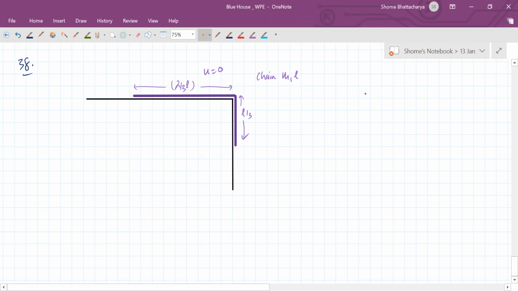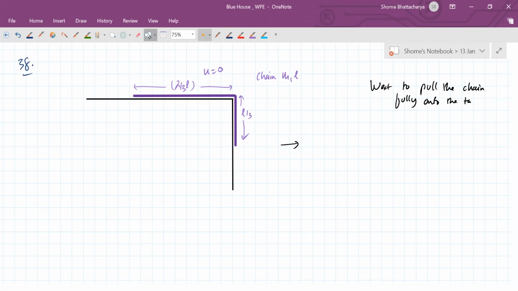Okay. So 38 is, now you have to find the work done by an external agent to pull the chain fully onto the table. So from this initial state, you want to bring it to a state where the chain is now fully on the table.